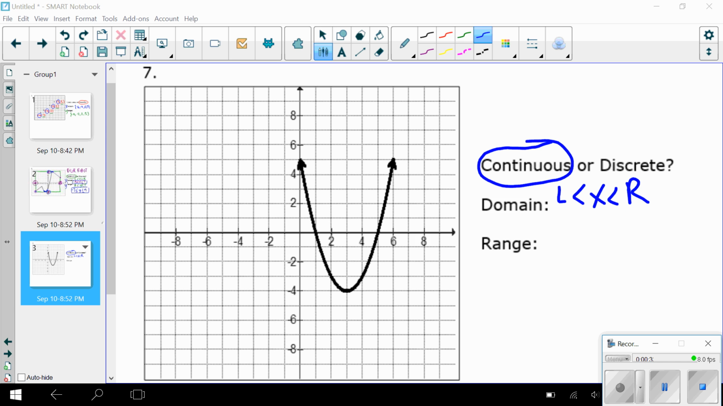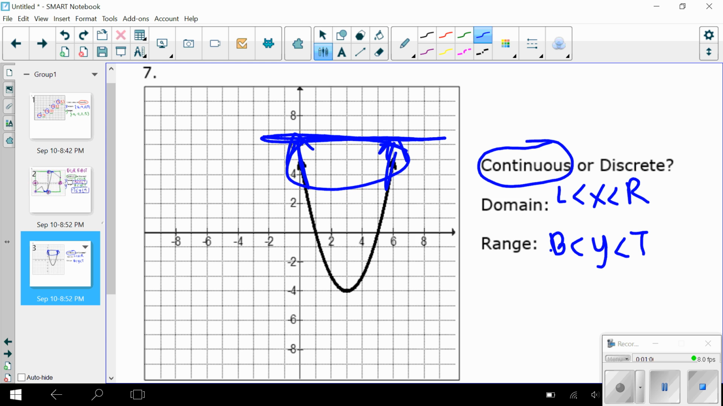And then my range, I read from bottom less than y, which is less than top. This one's a little different from the last one because I can't necessarily put a box around this graph because of these arrows. These arrows mean that they do not stop. So I cannot put a boundary line here because it doesn't stop right there. It's going to keep going. Okay, so let me erase that.